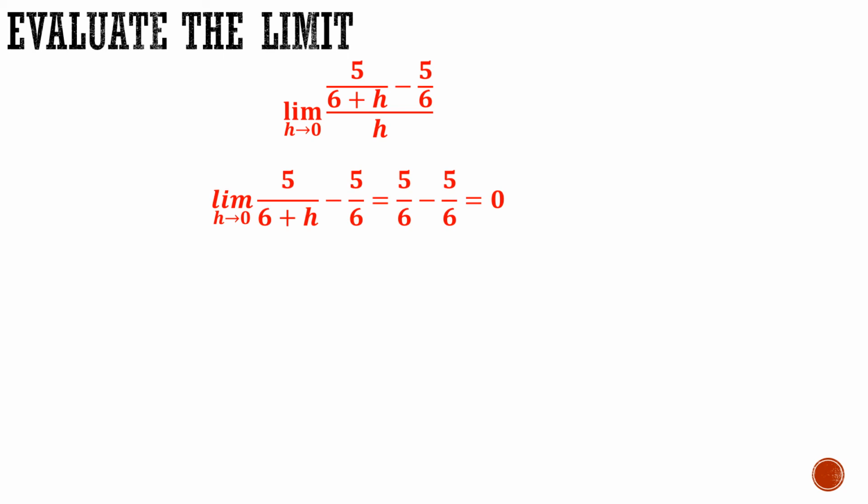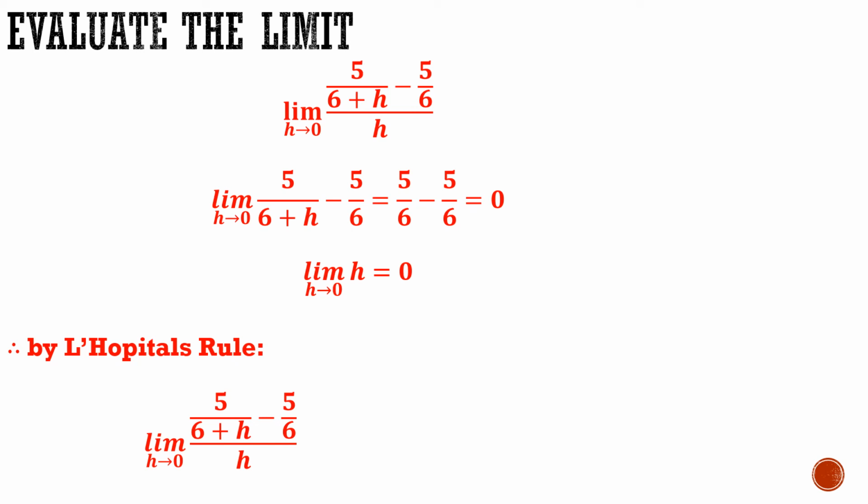All right, next example. We have one of our little fractions, so we have 5 over 6 plus h minus 5/6, all over h. Again, I'm going to plug that limit into the top, and I'm going to get 5/6 minus 5/6, which is 0. And then I plug the limit into the bottom, so the limit as h approaches 0 of h is 0 as well. So again, using L'Hopital's rule, I'm going to take the derivative of the top over the derivative of the bottom.